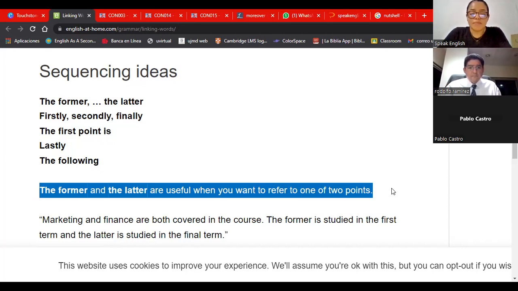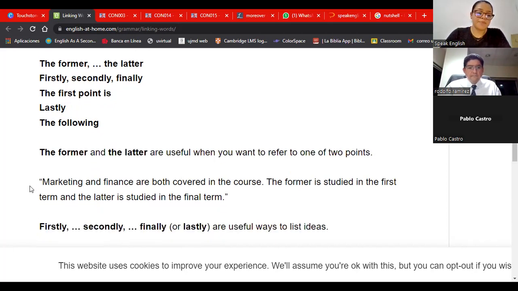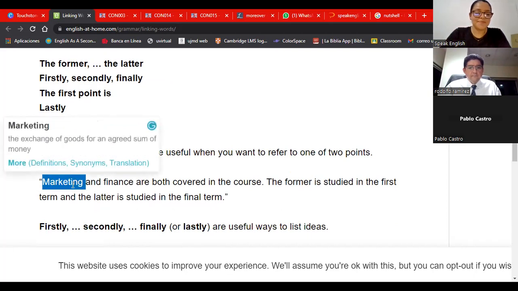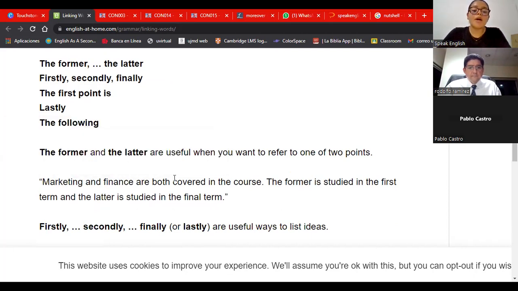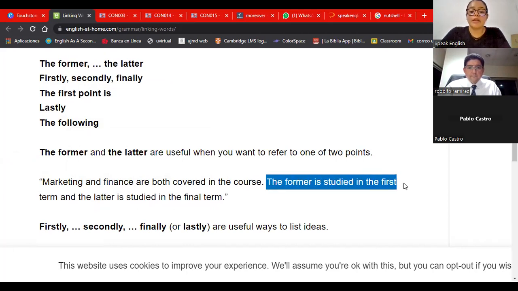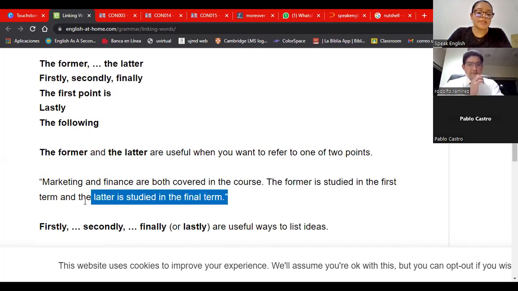The former and the latter are useful when you want to refer to one of two points. Let's see an example. Marketing, number one, and finance, number two, are both covered in the course. The former is studied in the first term. So the former, what do you think it will be? Marketing or finance? Marketing. Exactly. And the latter is studied in the final term. What would be the latter? Finance.